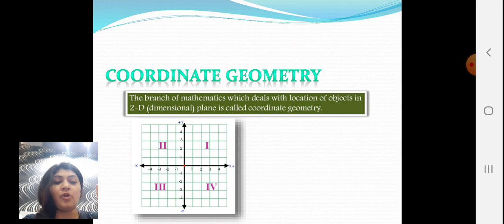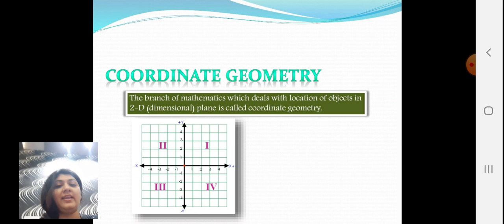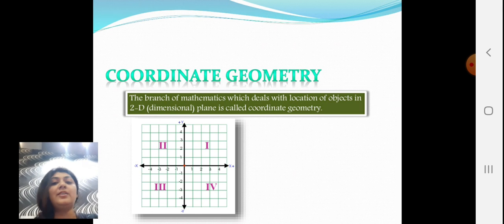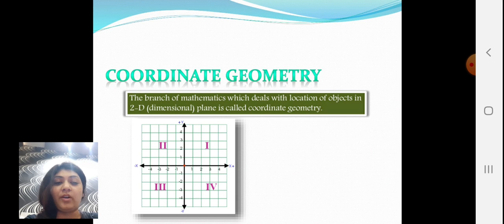So first quadrant, you can see both the numbers are positive. Second quadrant, you can see that x is negative and y is positive. Third quadrant, you can see that x is negative and y is negative. For the fourth quadrant, you can see that x is positive and y is negative.